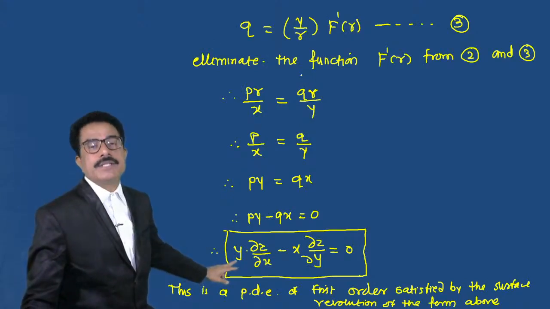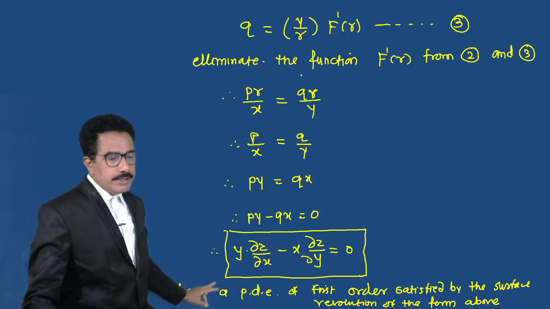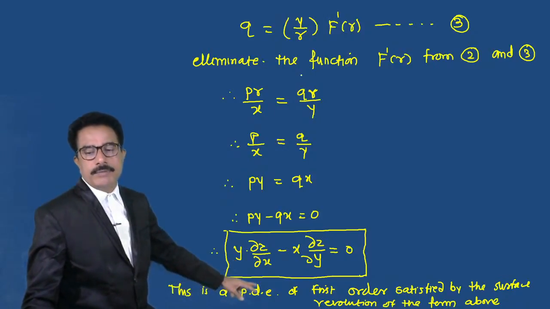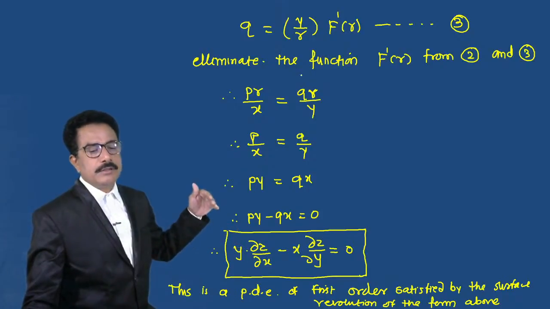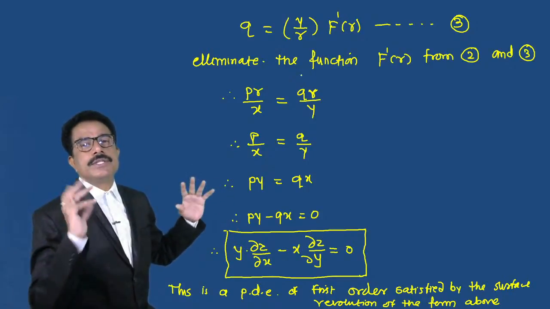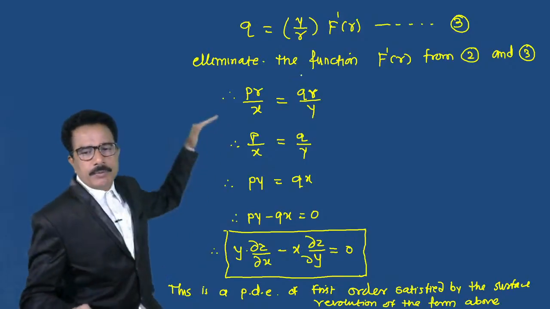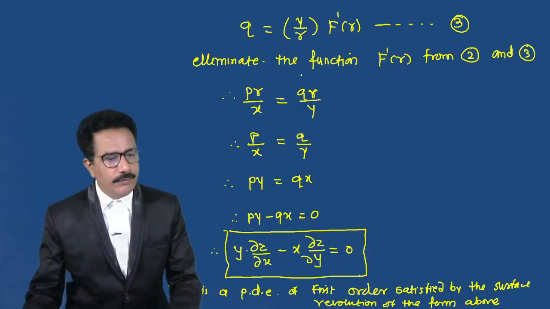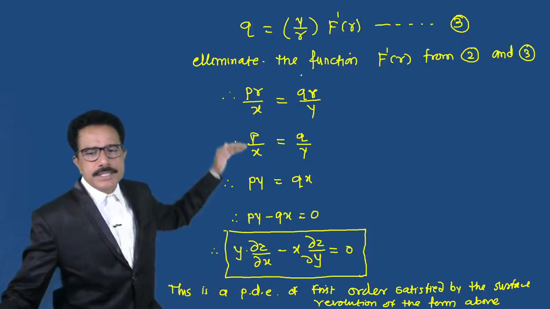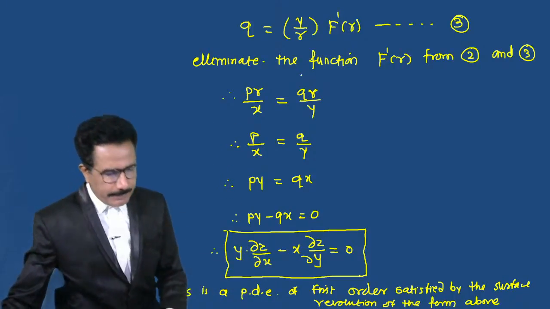See, this is the partial differential equation. This is the partial differential equation of the first order which satisfies the surface which is revolving about the z-axis. This is the process for finding the partial differential equation. So we shall take an example based on this.